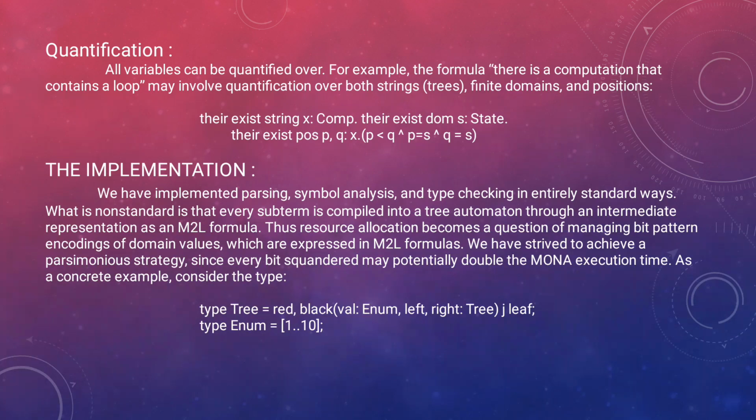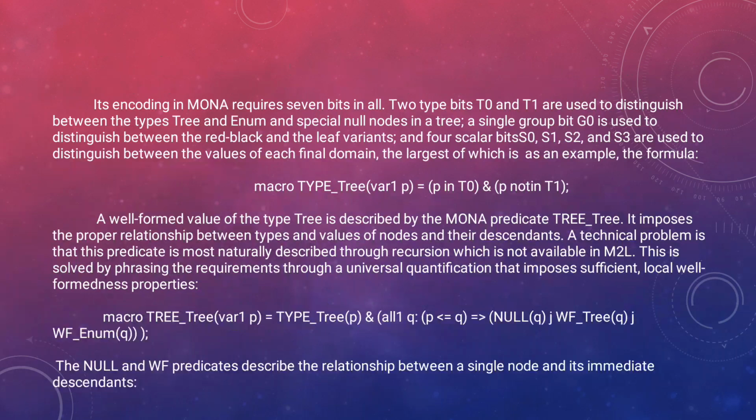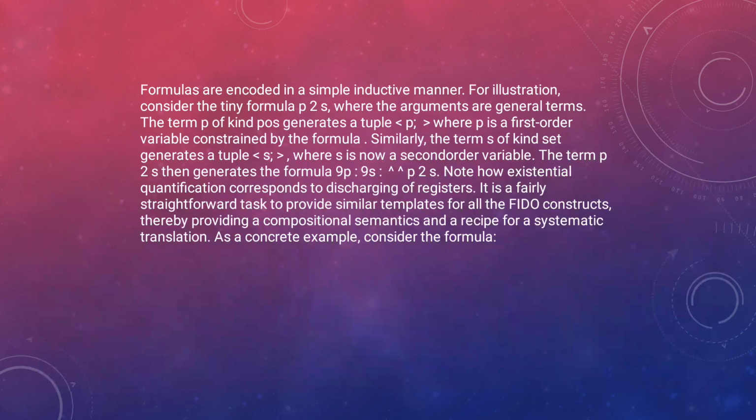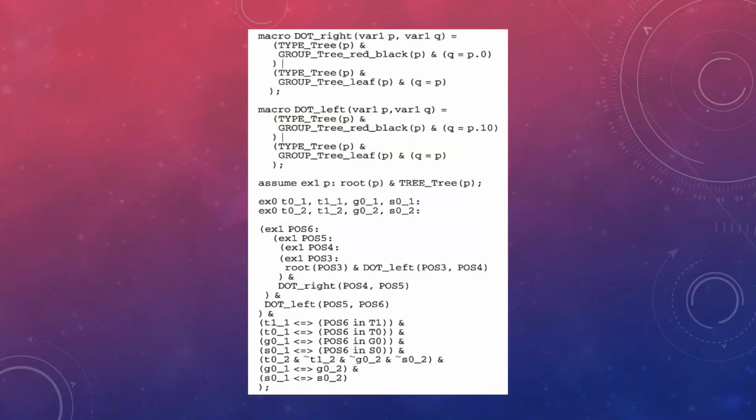Implementation. Here we have implemented a program of strings and trees using red, black and other colors. Here we are using a macro operation. The null and WF predicates describe the relationship between a single node and its immediate descendants. The program follows. Formulas are included in this and the program follows again.